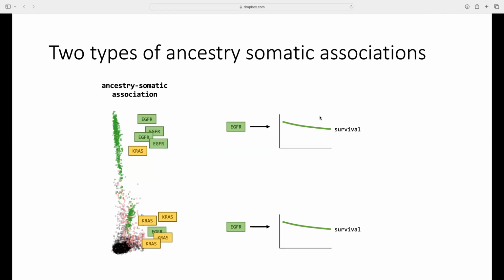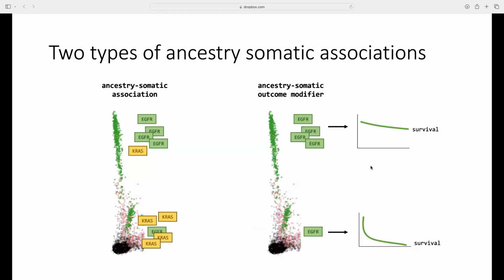So this is effectively a driver that has a consistent effect on survival, but that has a higher frequency in one population than another. An alternative model is one where there is actually an interaction between ancestry and the driver status. So individuals with European ancestry who have an EGFR mutation tend to have this kind of survival curve, whereas individuals with non-European ancestry who have an EGFR mutation tend to have this kind of survival curve.